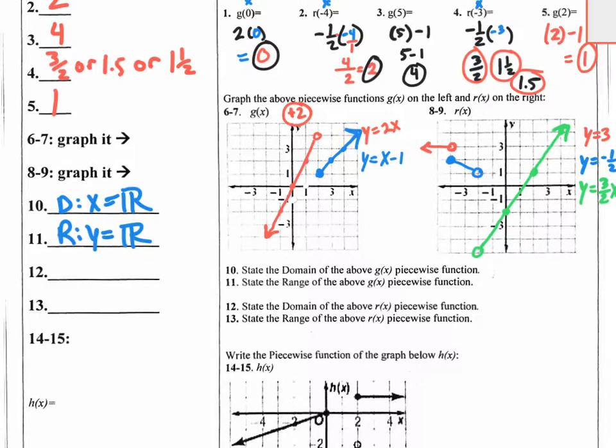For the r of x function, the domain, or the x values, does it go to the left forever? Yes, obviously the red goes to the left forever. Does it go to the right forever? Yes, the green goes to the right forever. Now here's the tricky part where a lot of people messed up. Is there any gaps? Is there any missing values that x cannot be? Now what do I mean by that, guys?